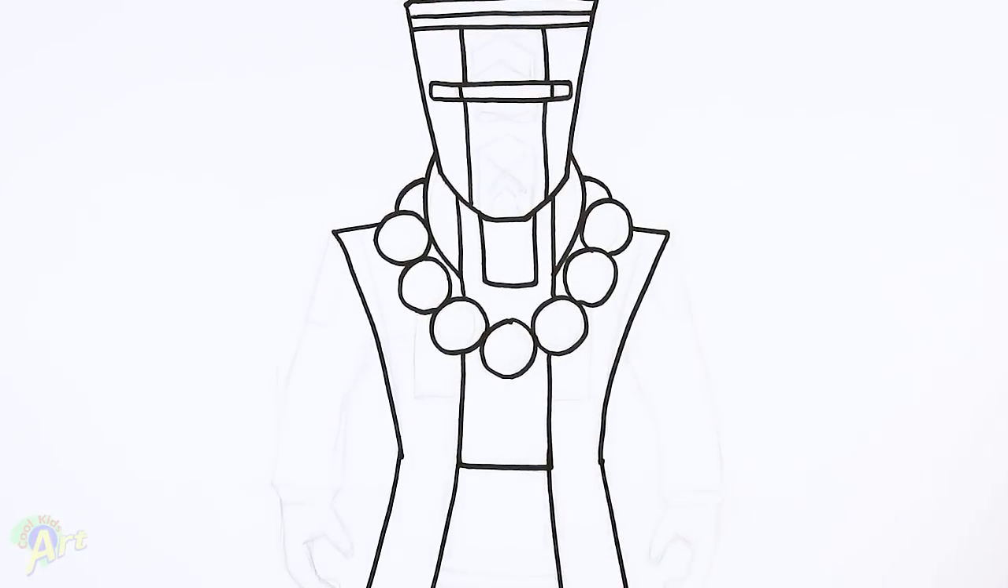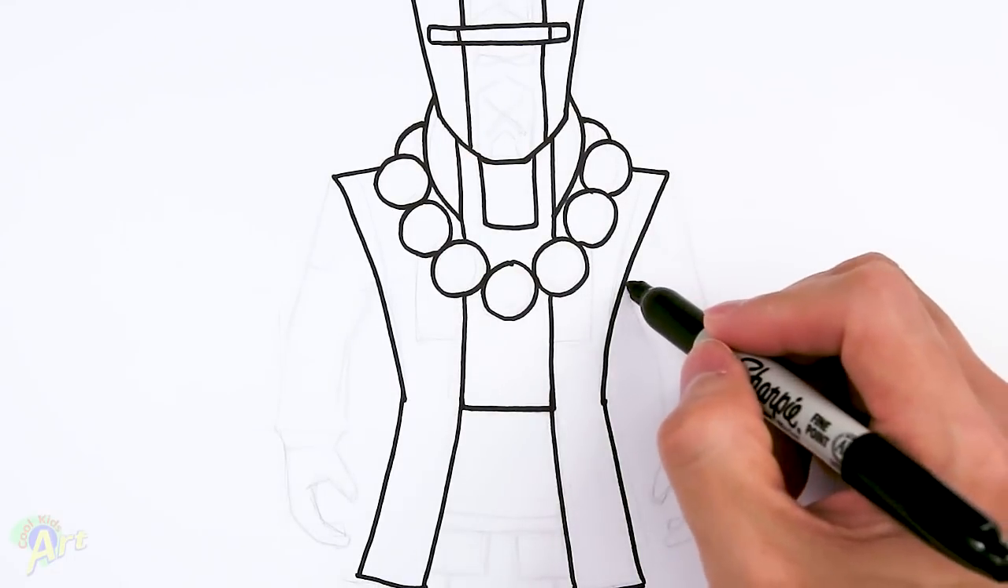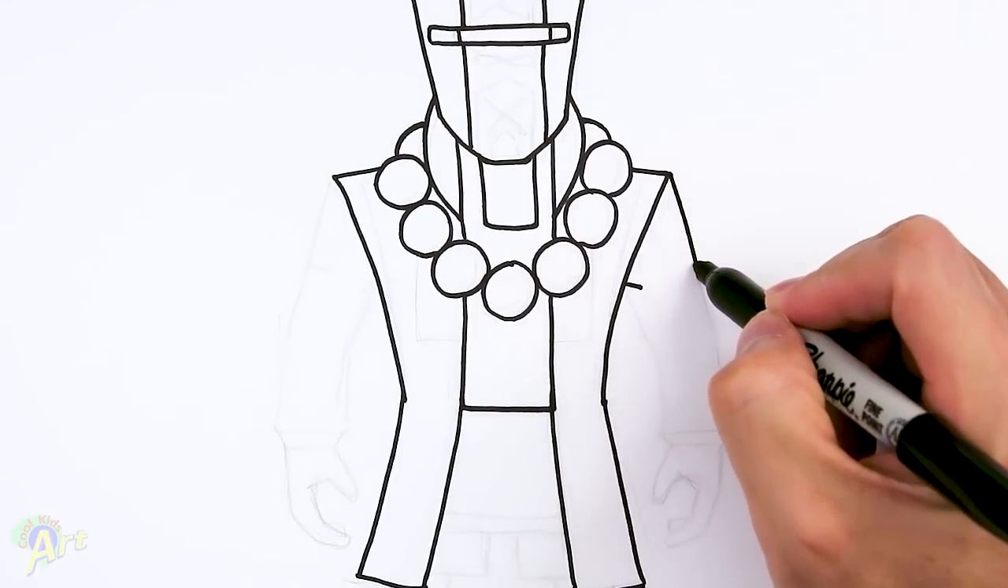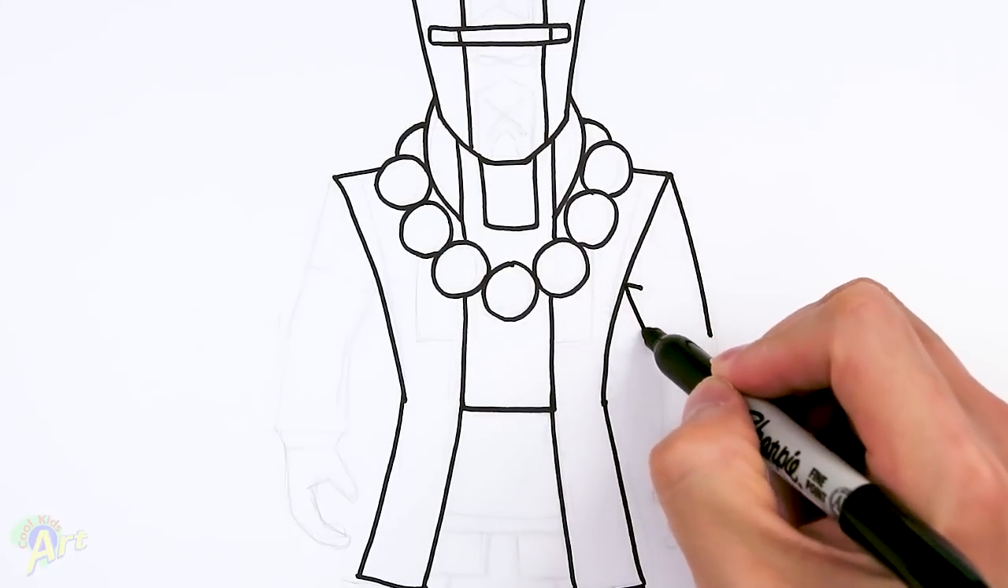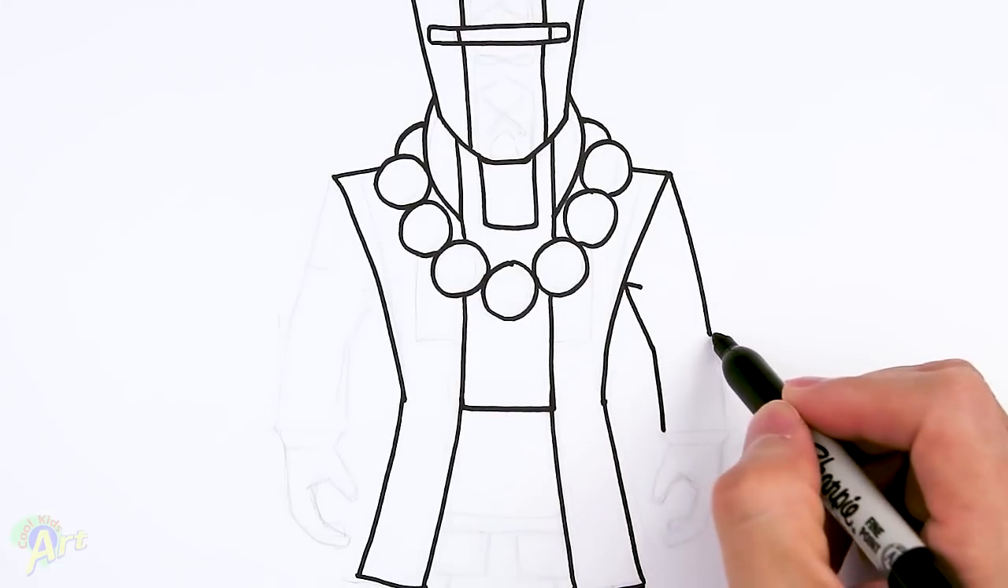Alright, so let's go back up and finish up his arm. There's not a lot of detail on his arm. So here's the armpit. Shoulders coming down, go back to the armpit. So here's the elbow. And then I'm just gonna give it a slight bend.